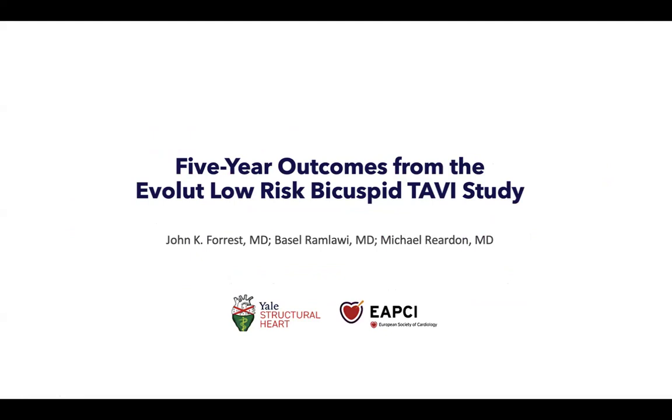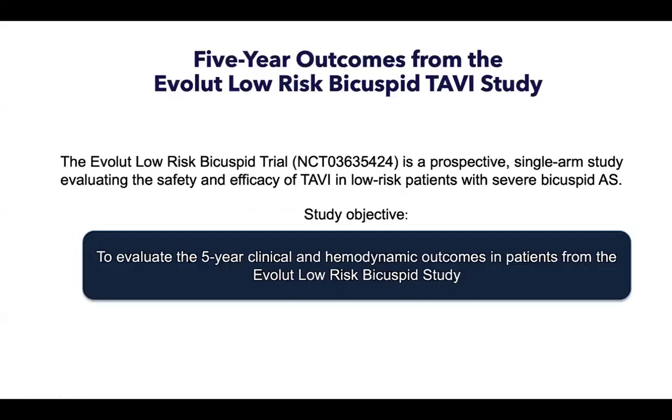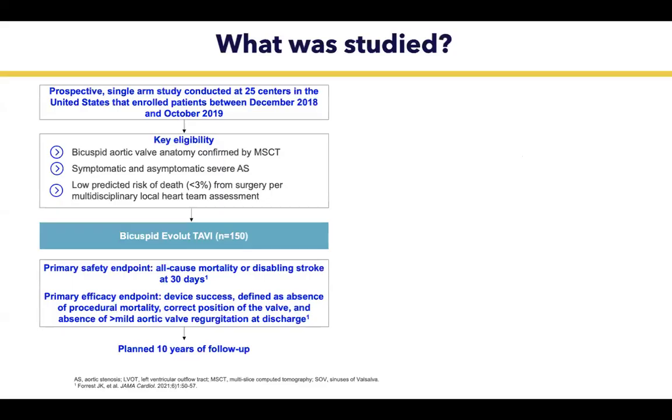This is some other data, still before I show you a couple more practical tips and tricks: 5-year outcomes from the Evolut Low Risk bicuspid study. This was presented recently at New York Valves and EuroPCR. So what is this? This is again a cherry-picked study population, because this is not a randomized trial. This is just a parallel cohort next to the Evolut Low Risk randomized controlled trial, a bicuspid registry beside this. So it's cherry-picked cases, but anyway, they now have 5-year clinical and hemodynamic follow-up data.